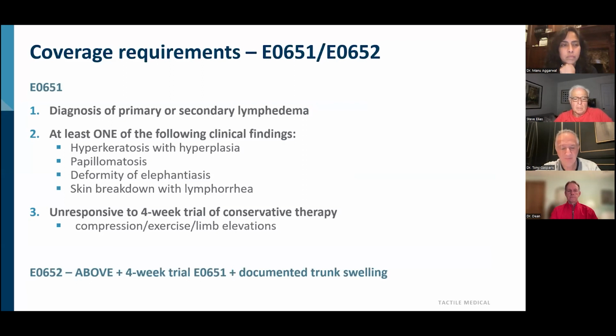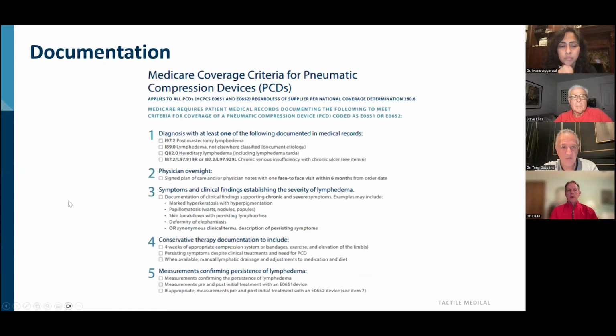Now, who would be a candidate for an advanced pump? Obviously, they need to qualify from a clinical perspective, similar to 651, and they've had to have a 4-week trial with a simple pump, as was mentioned earlier. And finally, they need to have some documented truncal edema. So you have a triple whammy here that you need to have in order to be able to get an advanced pump.